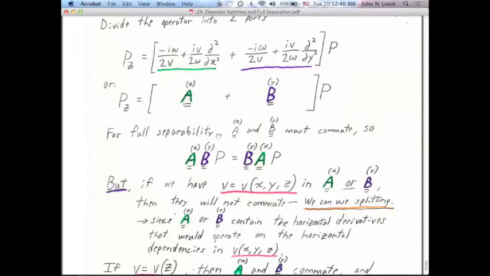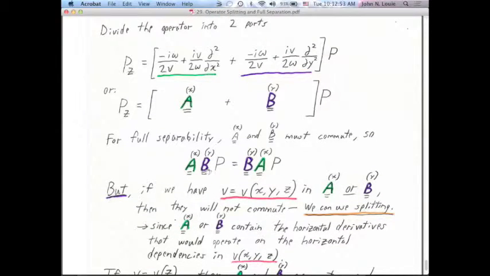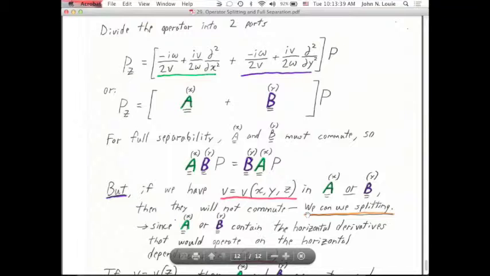So for full separability, A and B must commute, which means that if you take the wave field and you apply B first in the y direction, and then you apply A, you get exactly the same result as if you took the wave field and applied A first, and then applied B. Okay, so here's the criterion. Here's the problem: why we don't always get full separability. If our velocity is laterally variable, velocity is a function of x, y, and z in either A or B or both, then these operators will not formally commute. Now they don't commute. We can't use full separation.